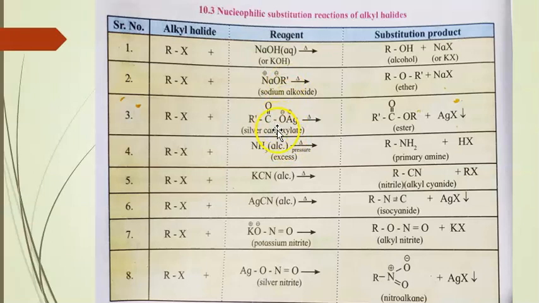R'C double bond O minus acts as a nucleophile. In NH3, one hydrogen is replaced, and NH2 acts as a nucleophile. CN minus acts as a nucleophile.